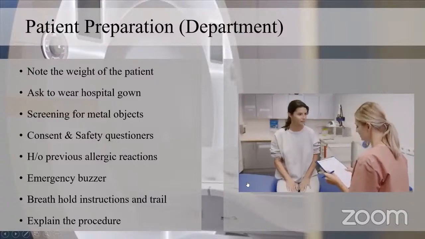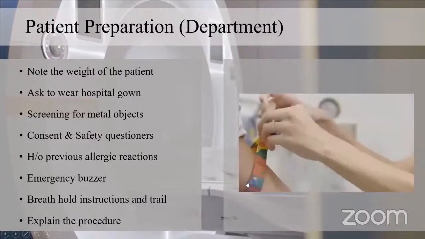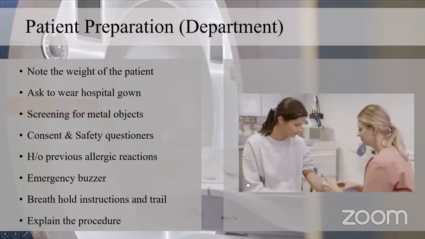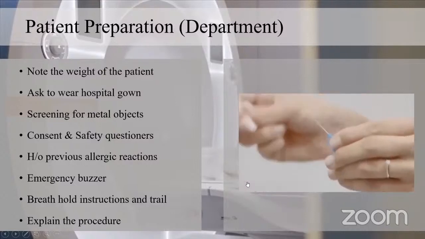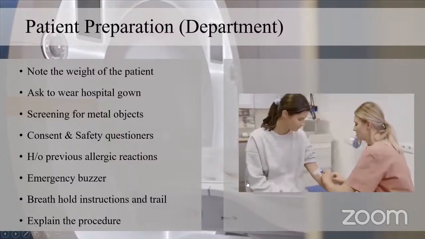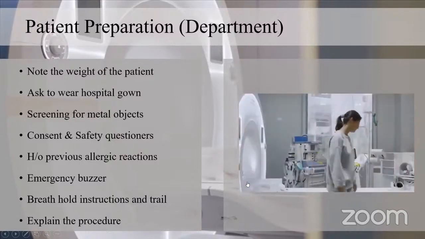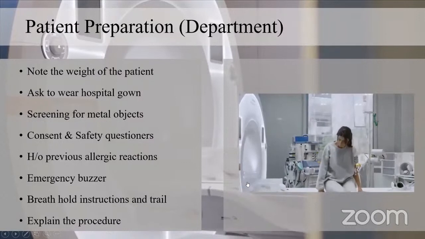Once this is done, if the patient is indicated for a contrast study and there is no IV cannula, there will be placement of an IV cannula. This is only if contrast is indicated. And once the cannula is placed, you can check whether it is exactly in the vein or not.